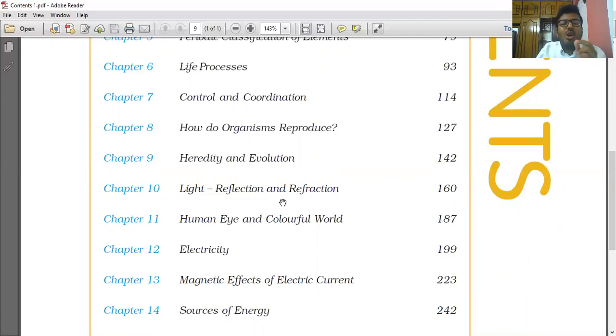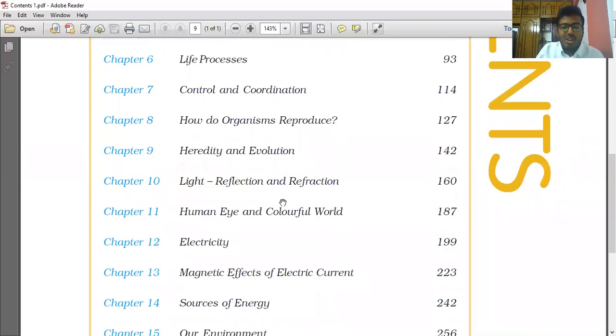Concave lens, convex lens, concave mirror, convex mirror. About these four types of lenses and mirrors you are going to learn in this chapter. The next thing is the human eye and the colourful world. Whenever it is talking about the human eye, you'll be learning about the structure of the eye, and also the defects of the eye.